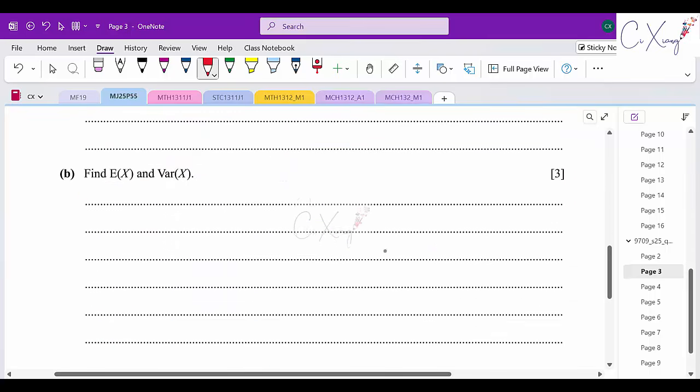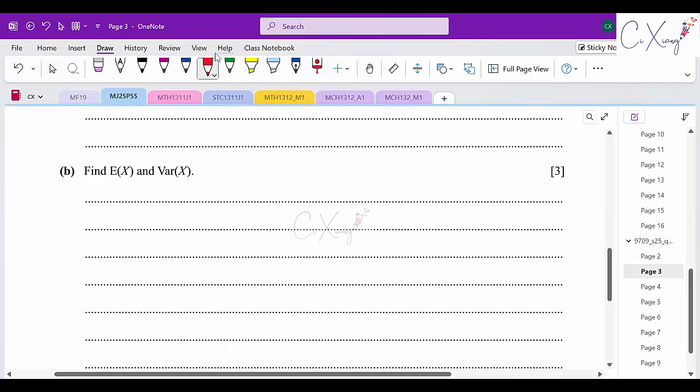For part B, what they want us to do is find the expected value of the x and also the variance of the x. To find the expected value of the x in a probability distribution table, you need to take x multiplied with every single probability and add them together. So it is basically the summation of x multiplied with the p.